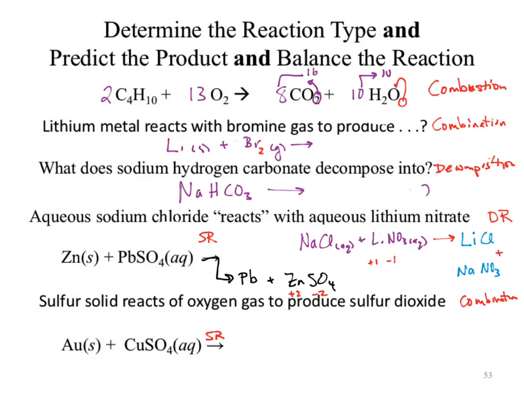The next one down, we said was a combination. This one you should be able to go all the way through on. Why? I give you the product, so you should be able to not only predict the reaction type, but write the products and balance the reaction. All right, last one, single replacement, which means you have to be able to predict the products. Gold is a metal, copper is a metal, sulfur, non-metal, oxygen, non-metal. Okay, so what do I exchange? The gold and the copper.